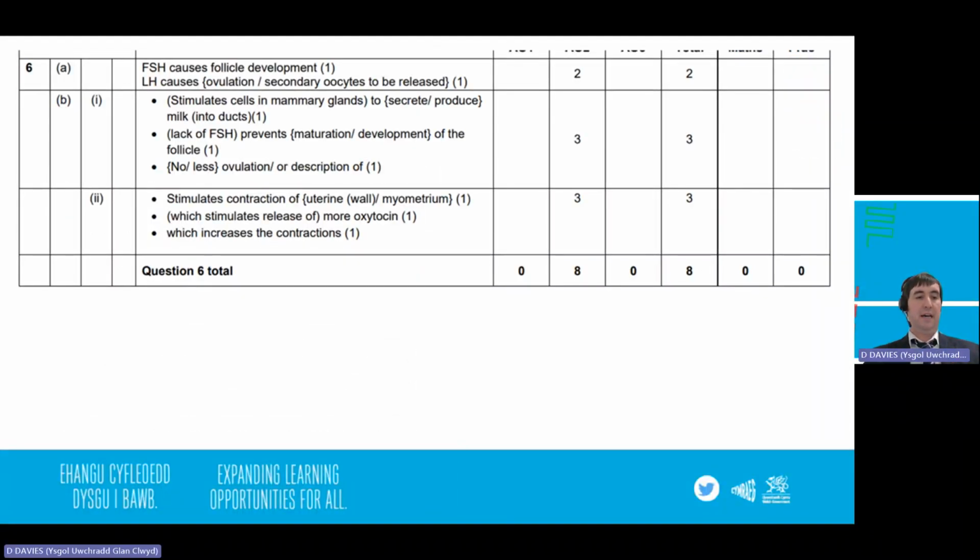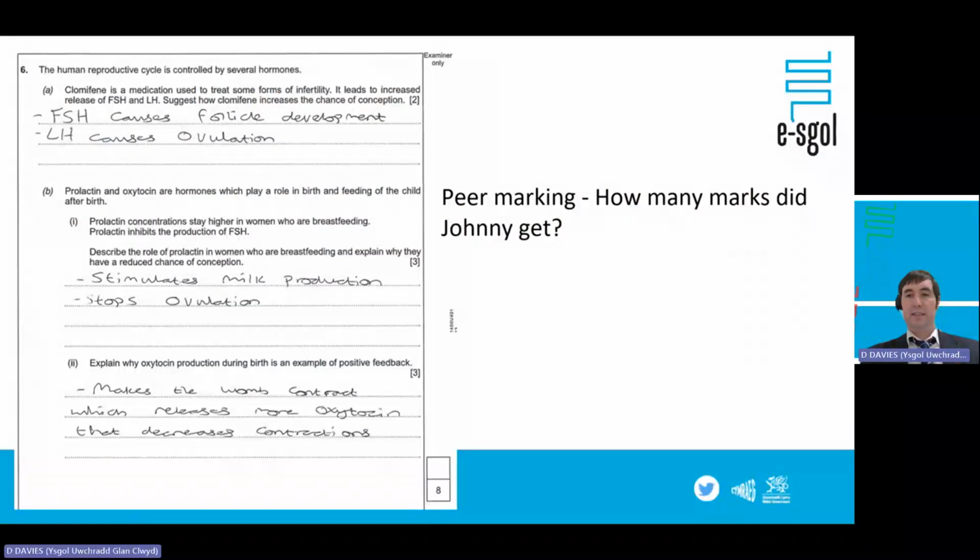There's the mark scheme for that. Have a mark of those and see how many marks out of 8 you got. Okay, so stop the video and give yourself a mark. Right, next little bit is peer marking. So this is a question we have already seen. You've already seen the mark scheme. I'd like you to have a read of Johnny's answers, and I'd like you to tell me how many marks you think he got. Okay, so stop the video, have a read, and see how many marks you think he got.